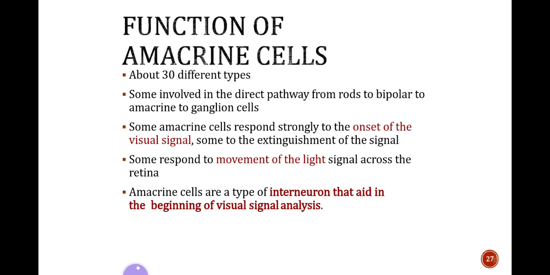Some amacrine cells respond strongly to the onset of the visual signal and some to the extinguishment of the signal. Some respond to movement of light signals across the retina. These amacrine cells are a type of interneurons that aid in the beginning of visual signal analysis.